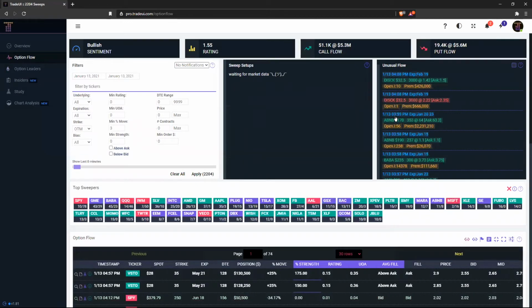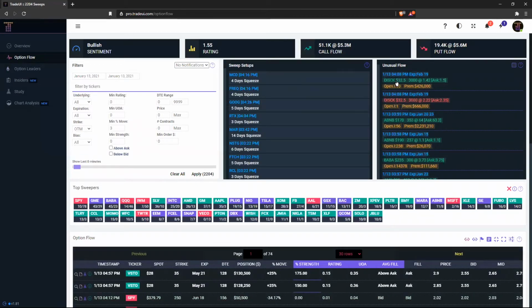Unusual flow is different. Those are sweeps. That's one order. Each one of those is one person buying that stuff. On the other one, it's the overall option market today. They go hand in hand. If you see something there, you go over there and you see that everybody and their mama is buying the same thing. Hey, look at that.